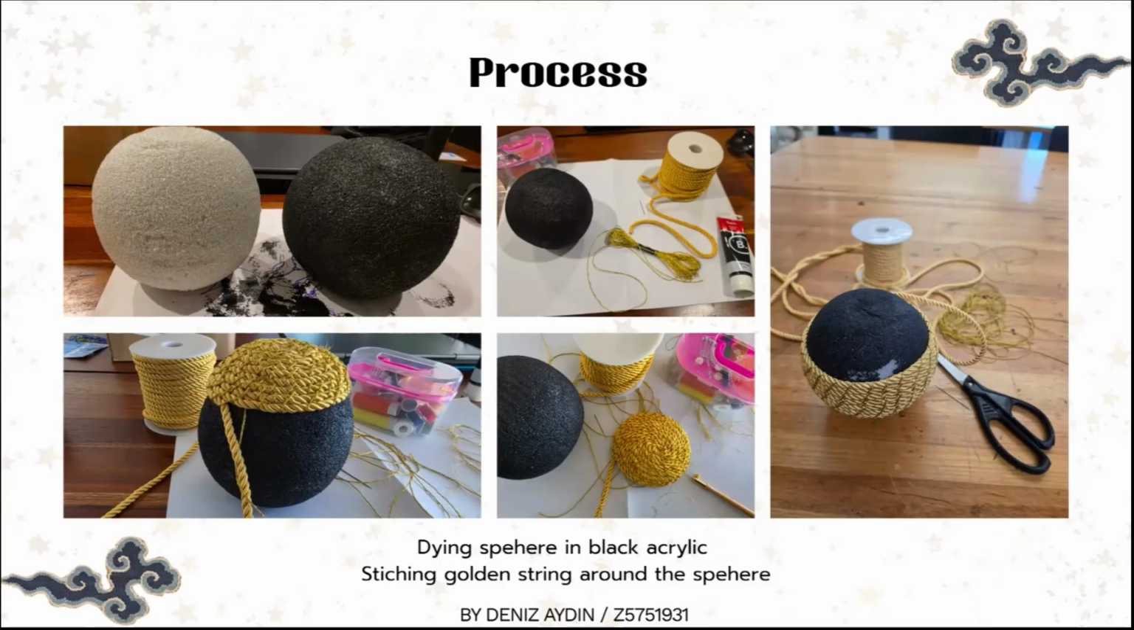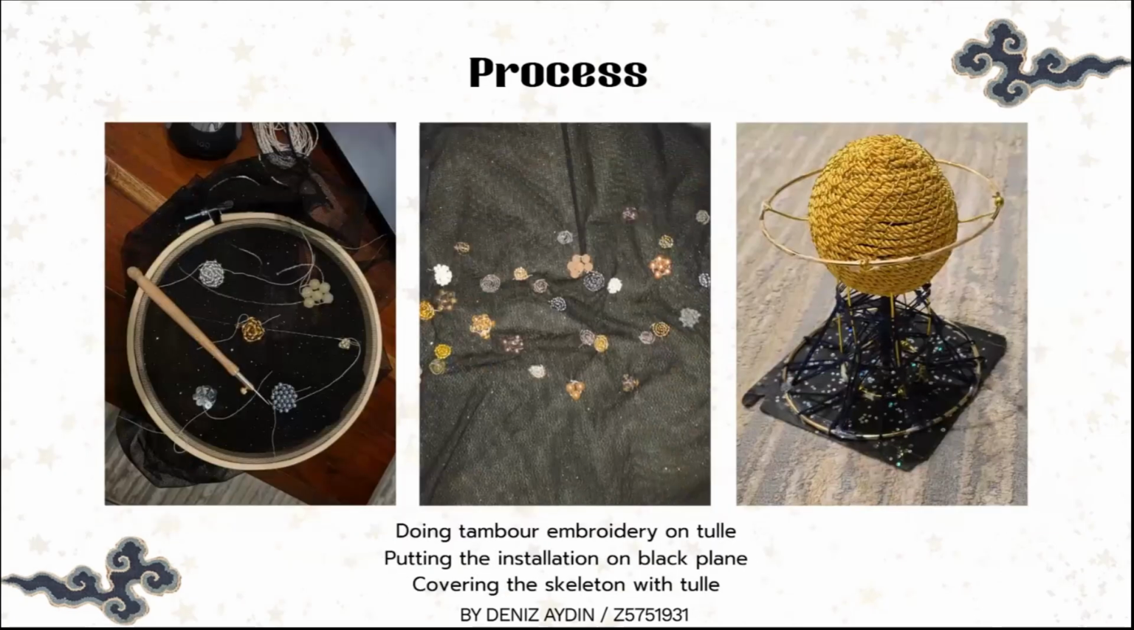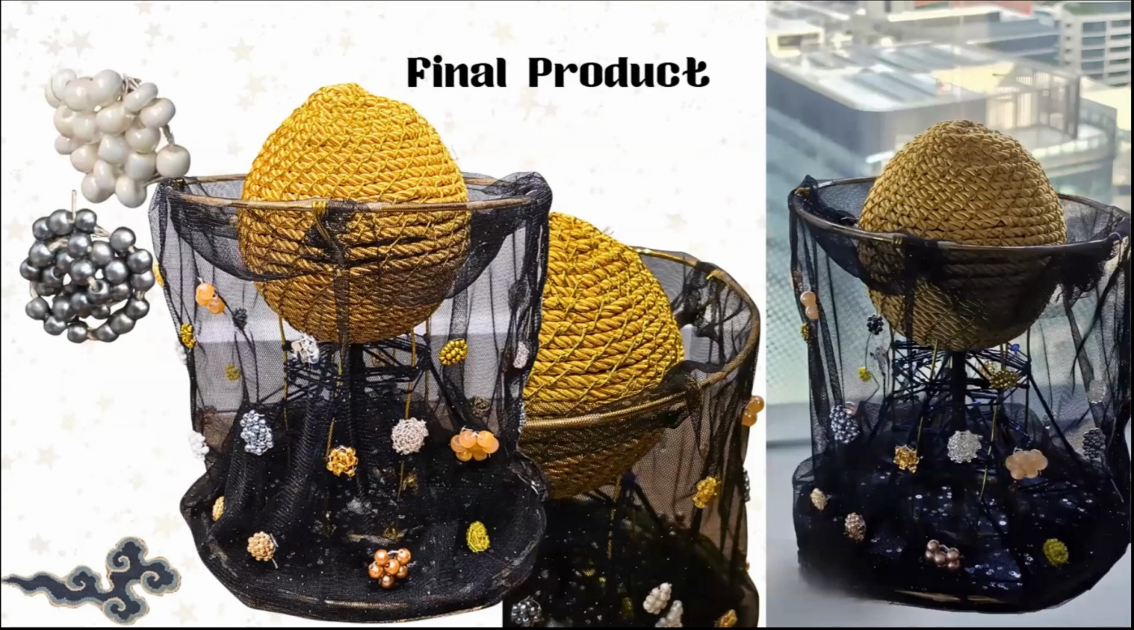Then I created the skeleton because I needed to put the layers around it. After that, I did the timber embroidery on the tulle. The netting is tulle work with timber embroidery and woven rope wheel stitch directly onto the curves until they settled. At the end, I put them on a platform that also has sparkles on it. And this is my final product.